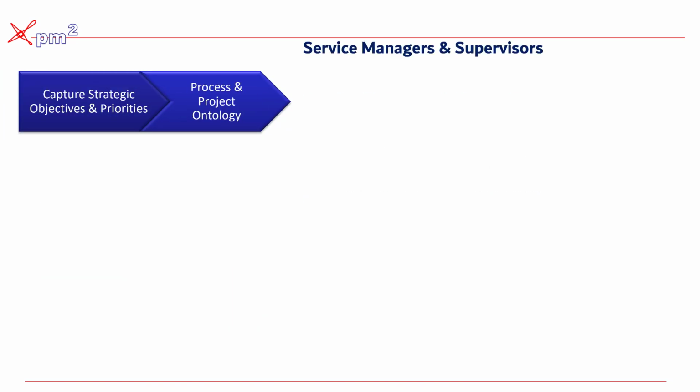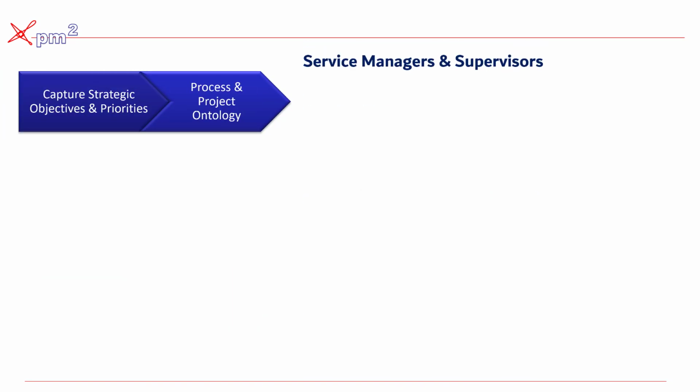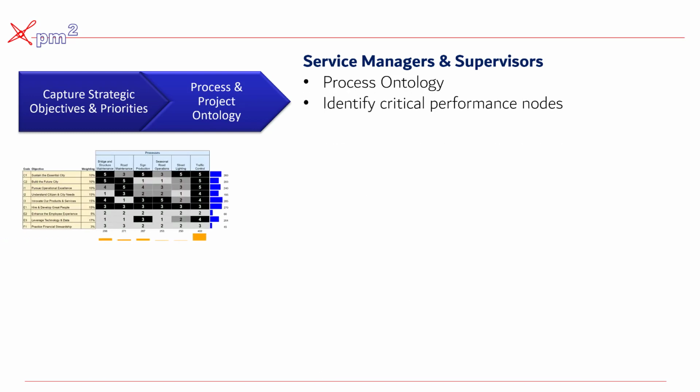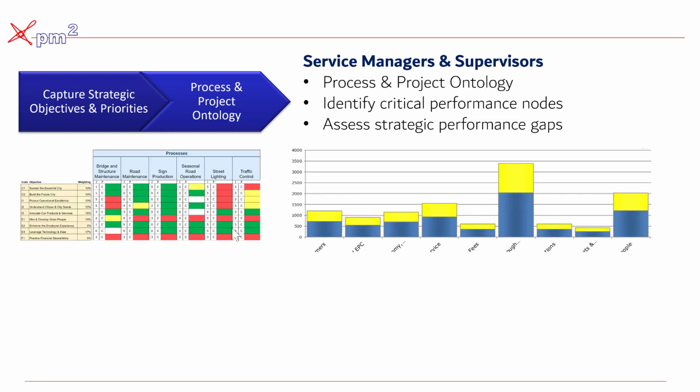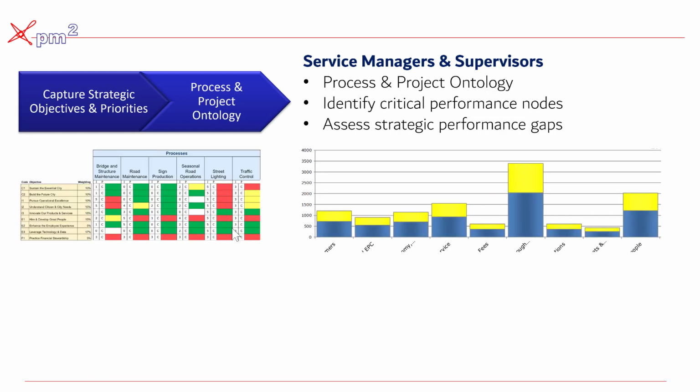In the next step, we'll be using the service managers and supervisors to do 3 steps. First, they're going to do what we call a process ontology. And based on that, they're going to identify the critical performance nodes in your service area, the black boxes on this ontology. And then from there, they'll be able to assess your current process's strategic performance profile. And that gives us a graph that can identify how we're performing against each area.